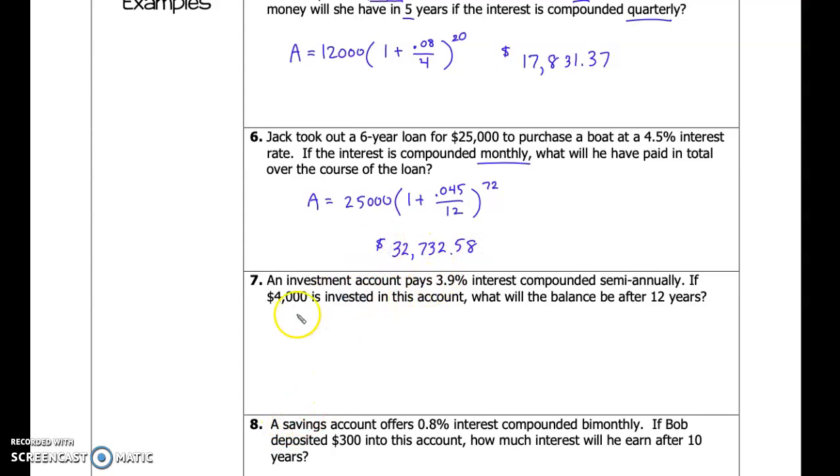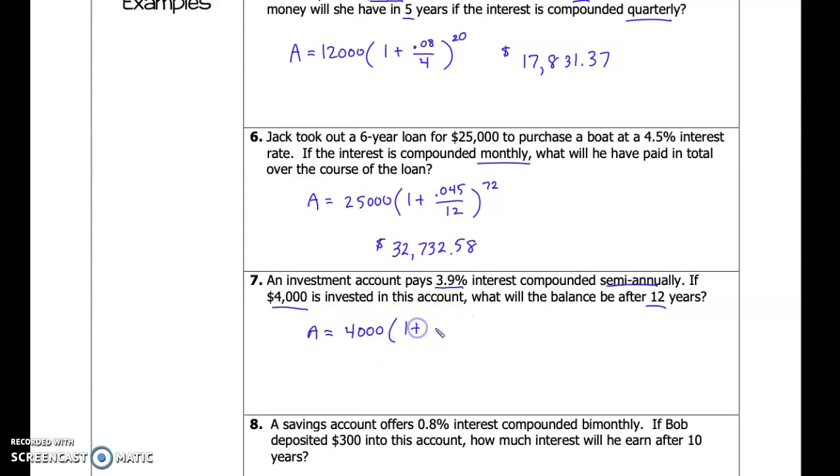All right, number 7. An investment account pays 3.9% interest, compounded semi-annually. Okay, if $4,000 is invested in this account, what's our balance going to be after 12 years, assuming we don't take out any money? All right, so we're starting with $4,000.